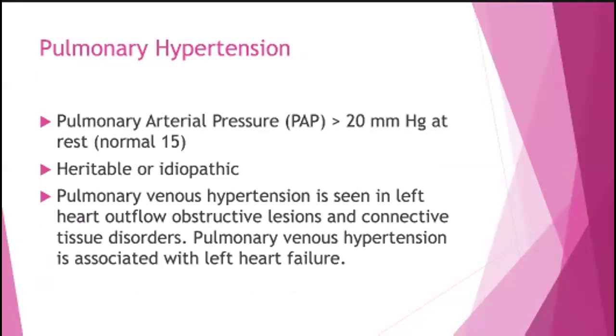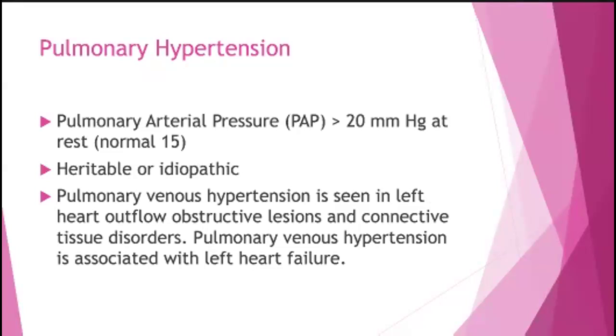Causes of pulmonary hypertension: pulmonary artery hypertension can be hereditary, so genetic, passed down in families. It could be idiopathic with no known cause, or it could be secondary due to chronic low oxygen, seen in chronic lung disease, airway obstruction, or low oxygen triggers like pulmonary vasoconstriction.